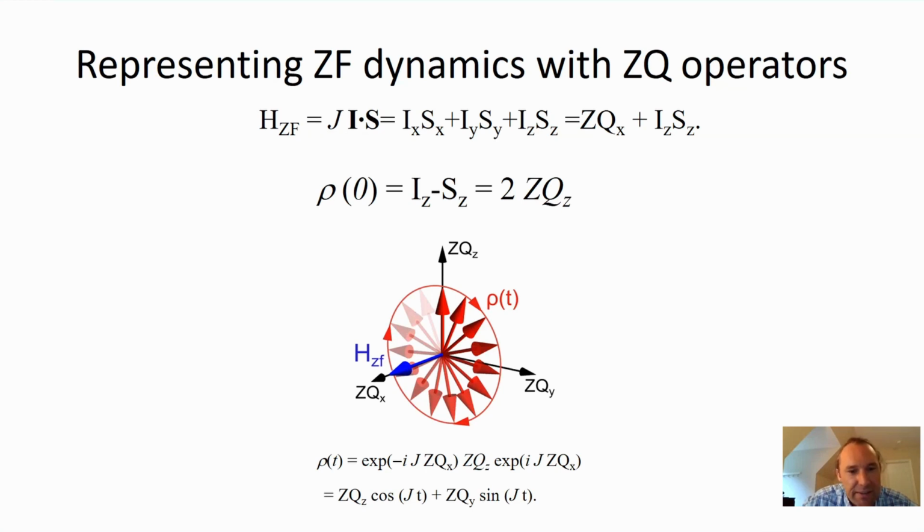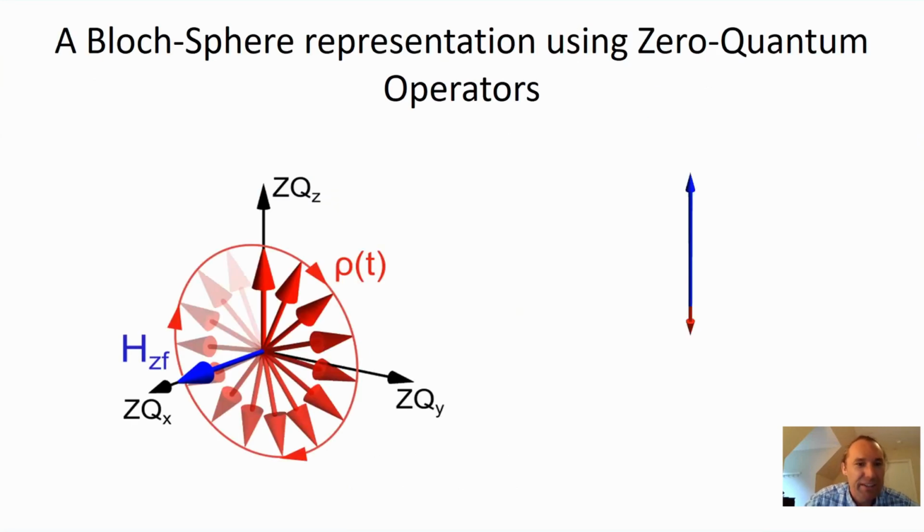It's a coherence, and it rotates around the zero field Hamiltonian. And things are really easy. It's just a representation of a rotation. And so if you do the math, it's now easy to solve. The evolving matrix simply is zero quantum Z cos JT, zero quantum Y sine JT, 2 pi JT, I guess. Sorry. Okay. So now let's compare the two pictures.